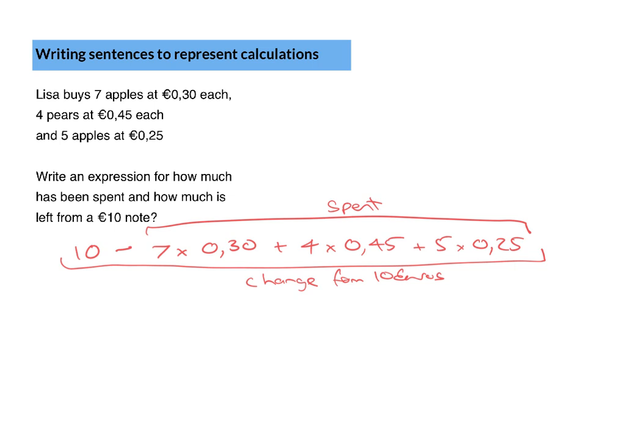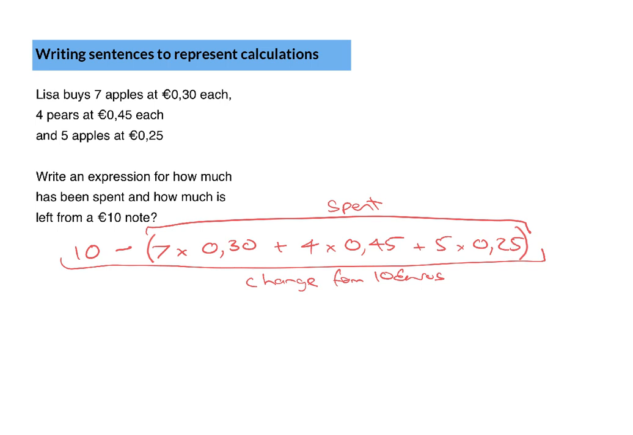Remember, we do multiplication first, but look at the expression. There's an error here, because if I do 10 take away this, plus this, it's not going to work. I need to take away all of this, the total of this. So what you must make sure you do is, because the spent was done first, all of that goes inside a bracket. Now it makes sense, because it's 10 take away everything I spent.